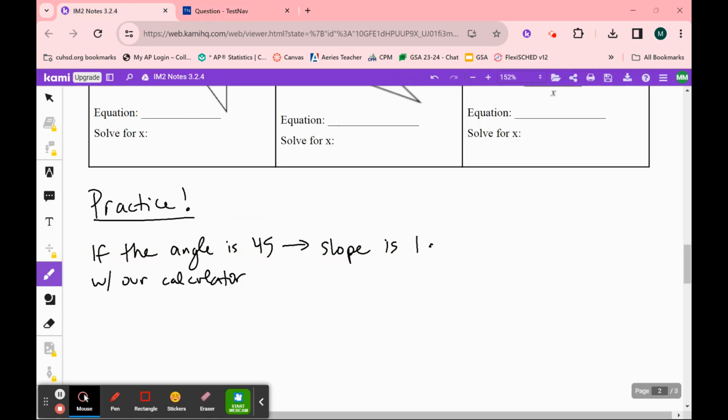With our calculator, we press tan and then 45 and then enter, and we get 1.